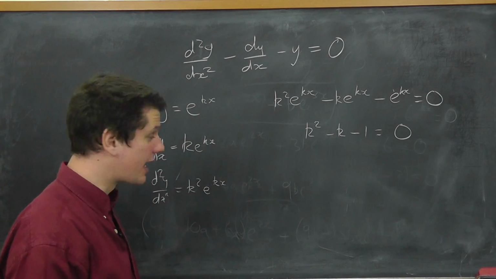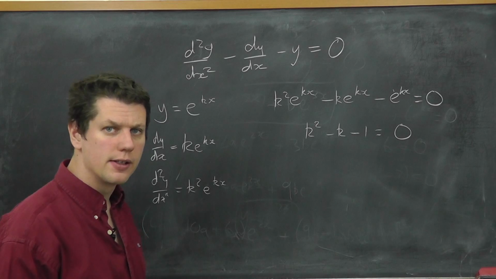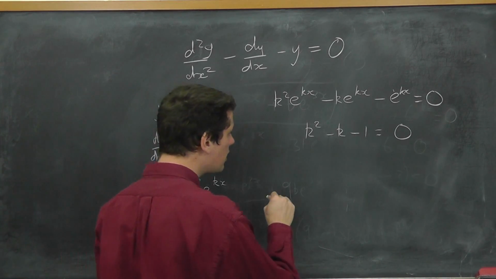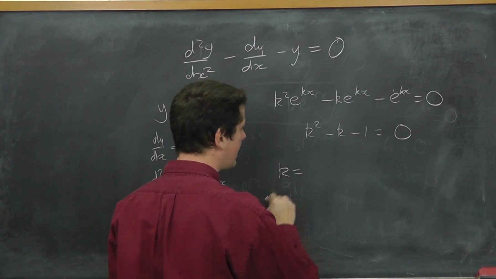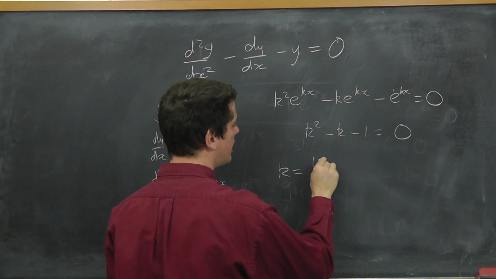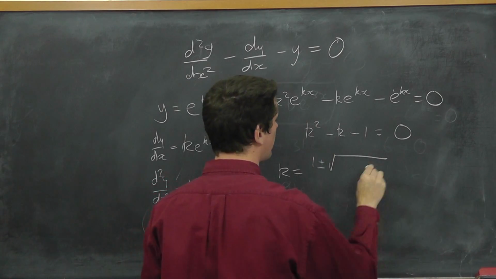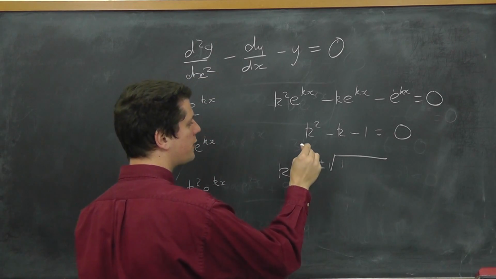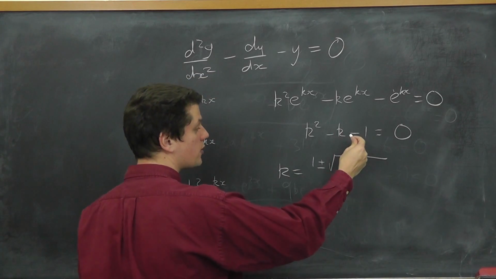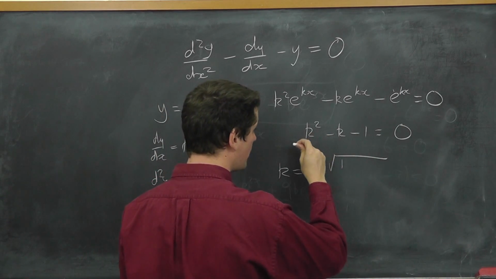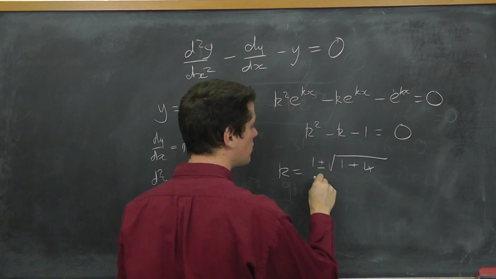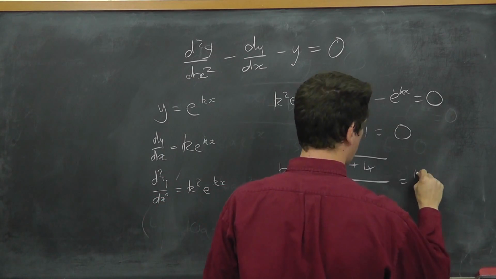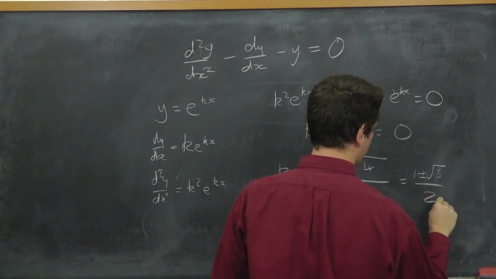This is a quadratic equation for k again, but it's a bit more complicated. We can't factorise this one just by looking at it. Instead, we'll use the quadratic formula. So when we use the quadratic formula, we get that k equals minus the coefficient here, so that's 1, plus or minus the square root of the square of the coefficient here, so that's 1, minus 4 times this coefficient, which is 1, times this coefficient, which is minus 1, so that's minus 4 times minus 1, that's plus 4, all over twice the coefficient here, which is 2. So that's 1 plus or minus root 5 all over 2.